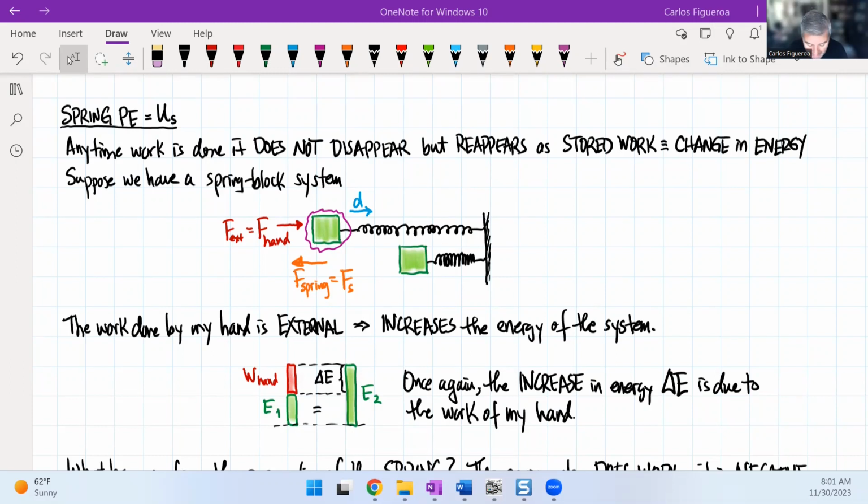This is what we wrote last time. Anytime work is done, it does not disappear, but reappears as stored work. What we mean by the work energy theorem: there's a change in energy in the system.